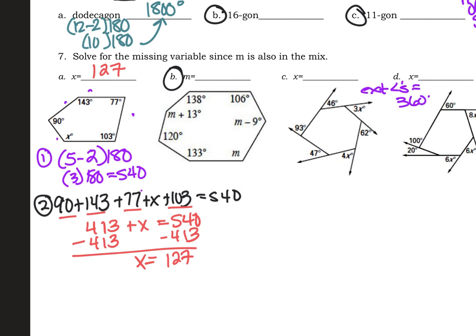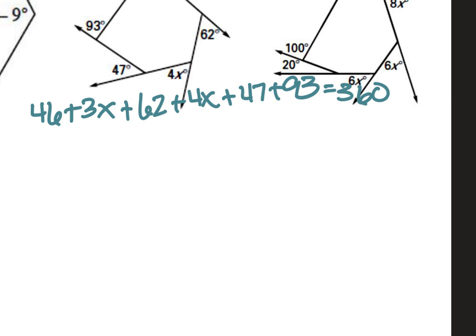All right, so we're going to take 46, 3x, 62, 4x, 47, and 93, and we're going to set everything equal to 360. All right, so let me zoom in on that so y'all can see it. All right, so now we're going to combine like terms. So let's see what our like terms are.